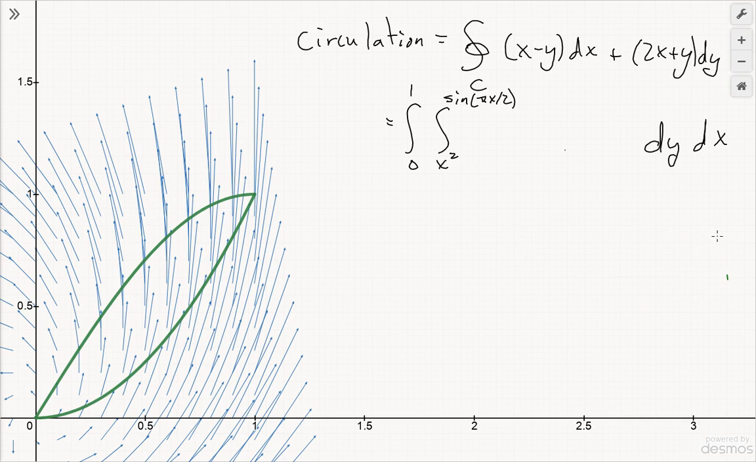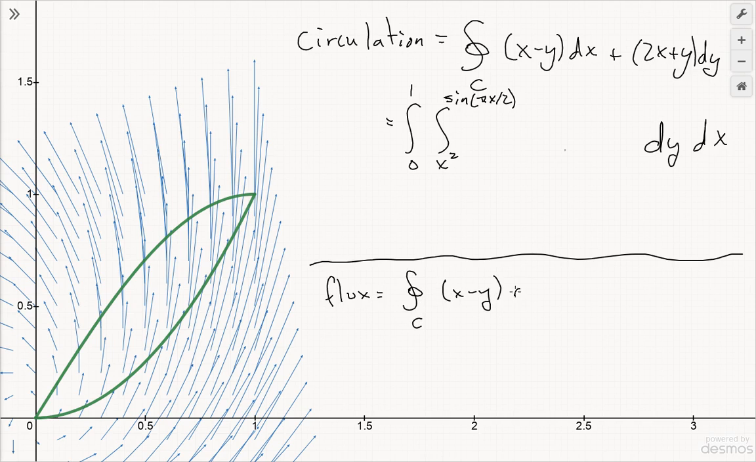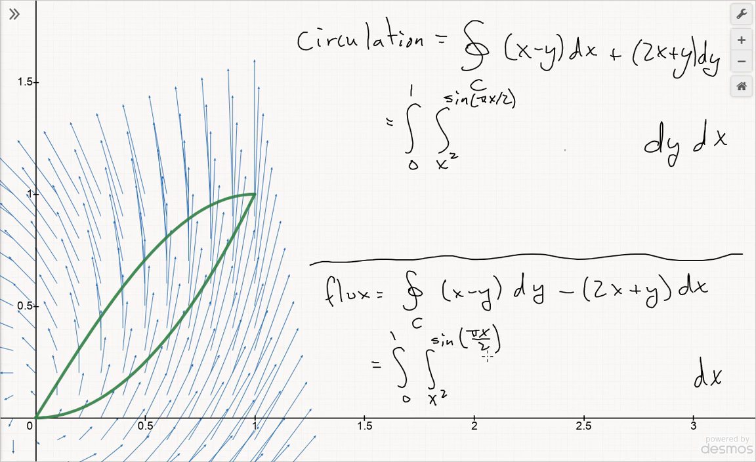Whereas the flux will be the integral over C of now x minus y dy minus 2x plus y dx. And the integral will still be something from 0 to 1 dx, and from x squared to sine pi x over 2.